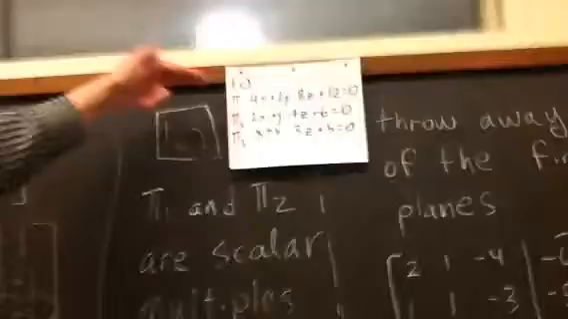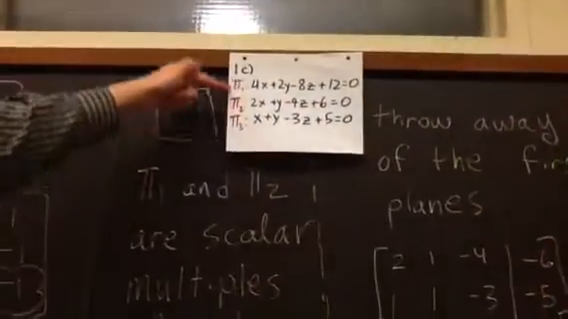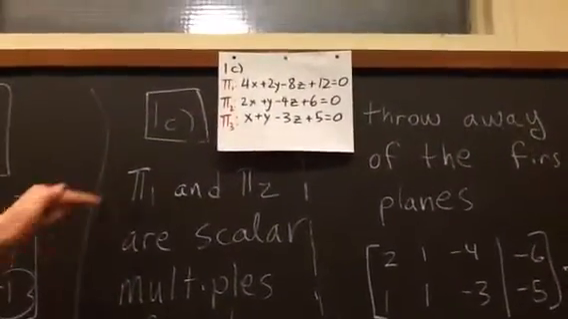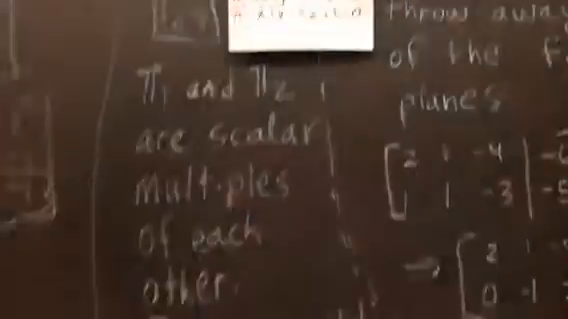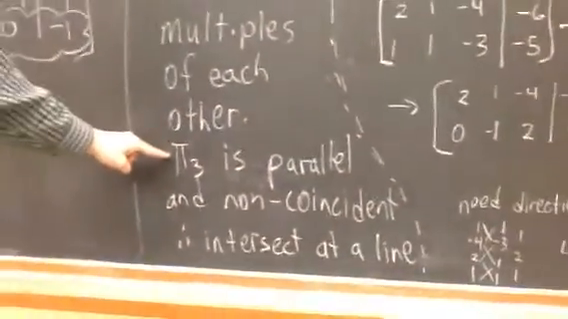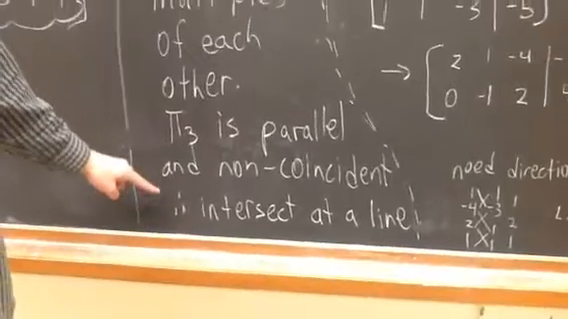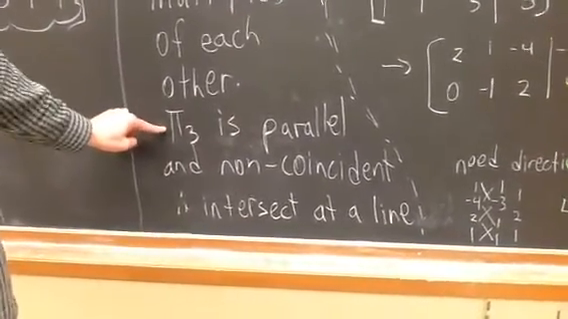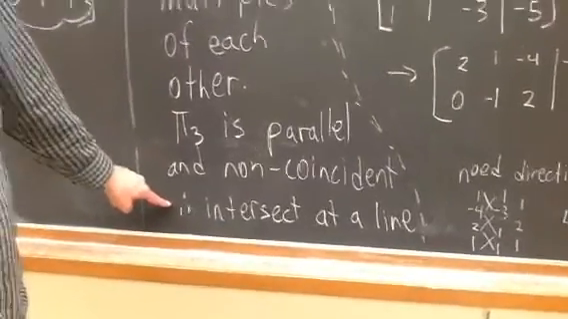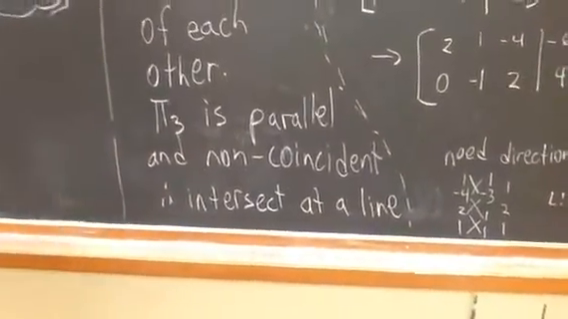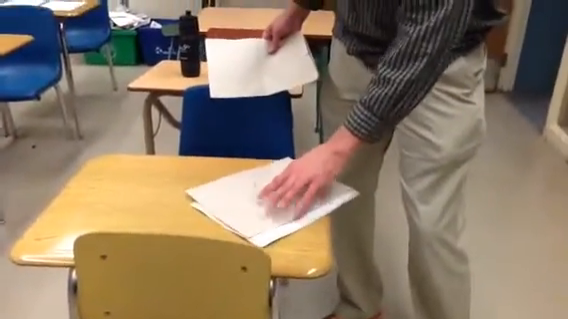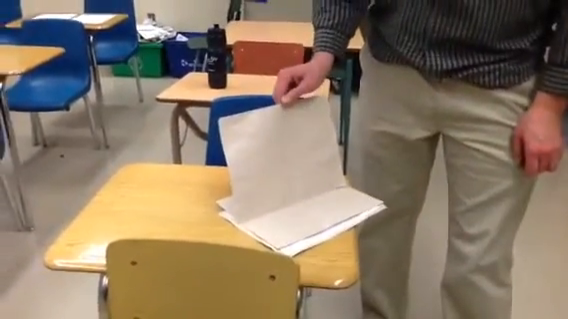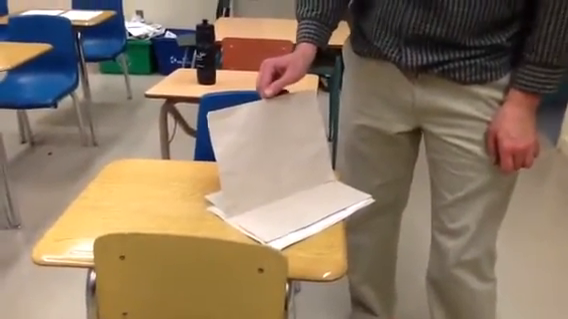Let's go to 1C. These are our 3 planes. Plane 1 and plane 2 are scalar multiples of each other. And so therefore what we've got are parallel and non-coincident, and therefore plane 3 is parallel and non-coincident, and therefore they're intersecting at a line. So in other words, plane 1 and plane 2 are scalar multiples, including the constant term, so they literally rest one on top of the other. Plane 3 intersects them at a line.